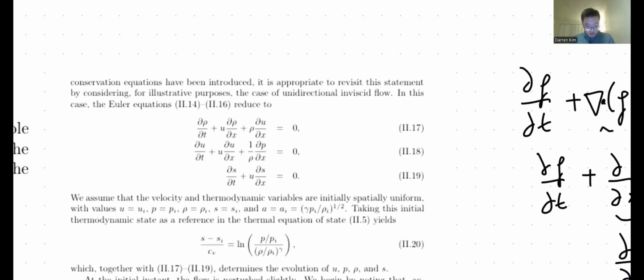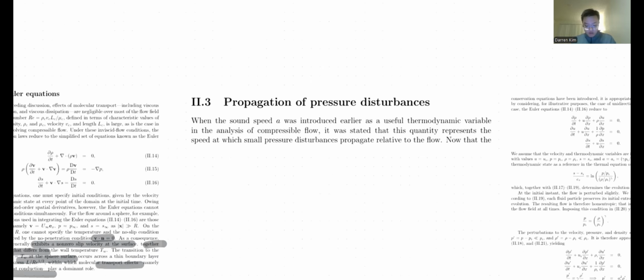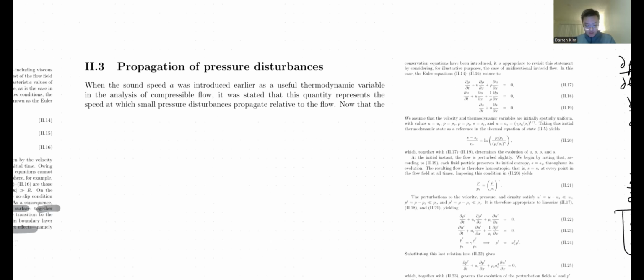And when the sound speed a was introduced earlier as a useful thermodynamic variable, in the case of compressible flow, here's the thing. This is no longer incompressible, which means the Mach number is more than 0.3. At 0.3 and below it is incompressible, but above 0.3 we can consider things that are slowly being compressed. And I believe 0.7 is the right number for something, I just don't remember what it was. It was stated that the quantity represents the speed at which small pressure disturbances propagate relative to the flow.